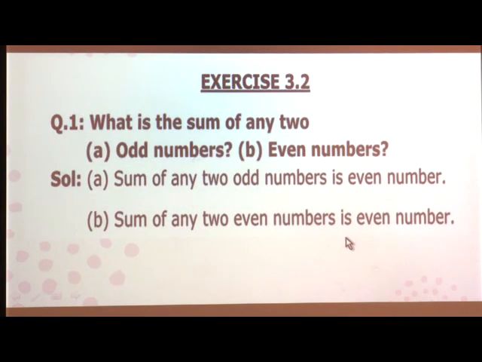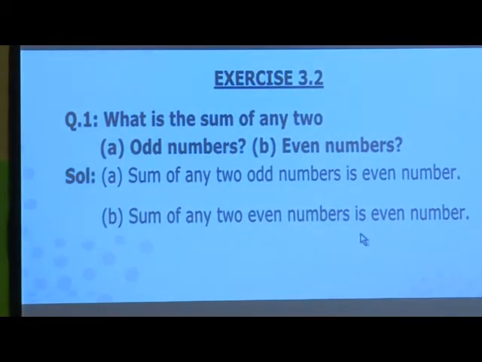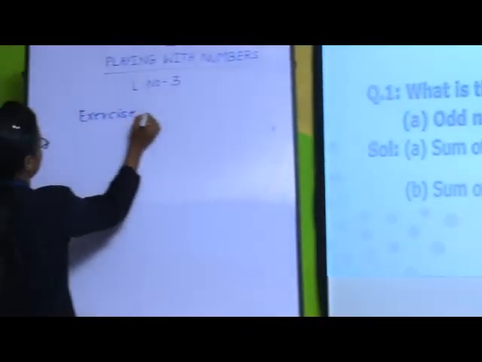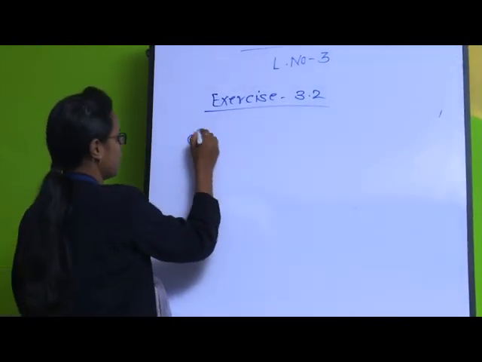Now we are going to solve exercise 3.2. Sums of exercise 3.2. Now see here students, let us solve this. Exercise 3.2. Now question number 1.